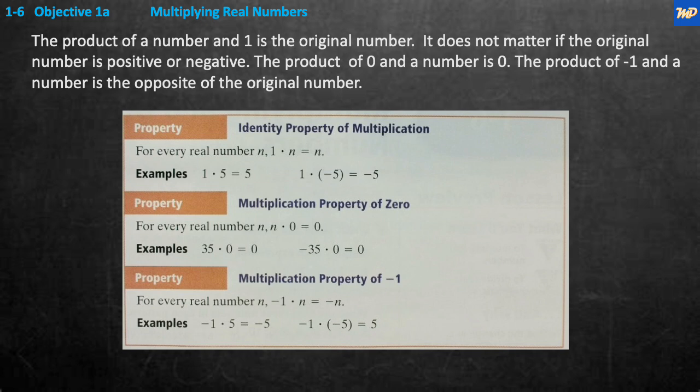Multiplication property of -1. For every real number n, -1 times n is equal to -n. Example, -1 times 5 is equal to -5. And -1 times the quantity -5 is equal to 5.